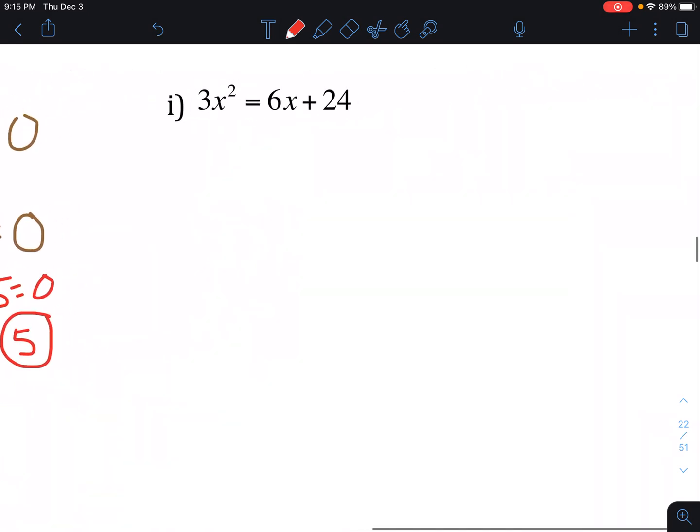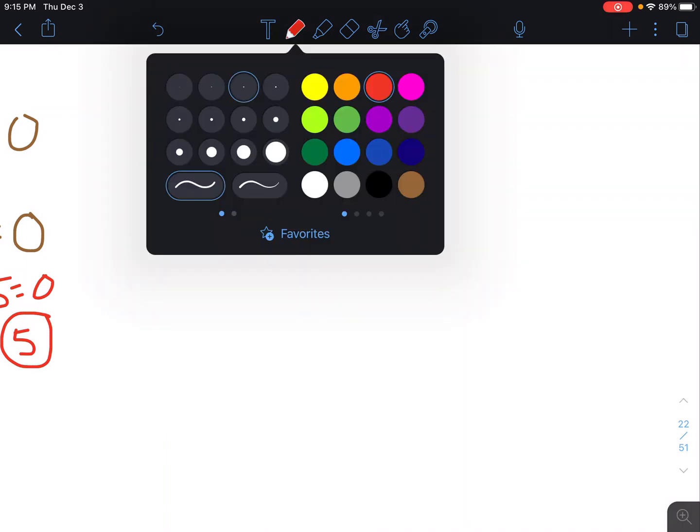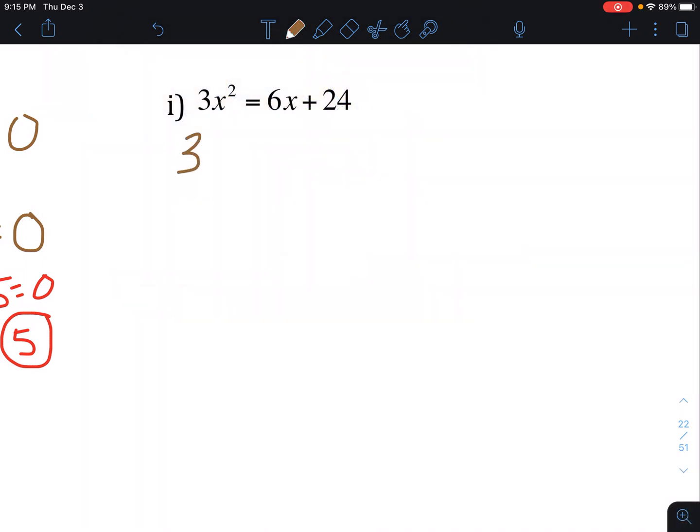Letter I is not set equal to 0. Now the 3x squared is on the left. I'm going to keep that there as a positive. We always want our x squared term as a positive, so I'm going to keep it to the left as a positive. I'm going to subtract 6x. I'm going to subtract 24.